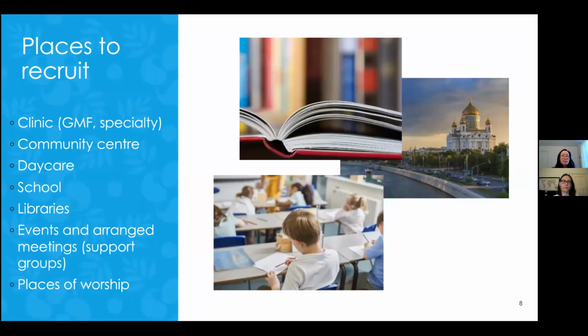The list to recruit, we just put together a simple list, and there could be many, many other places that you yourself have used. But here, myself and Jennifer, we've used clinic recruitment, GMFs or specialty clinics, community centers, daycares, schools, libraries, events, and arranged meetings like support groups and places of worship.